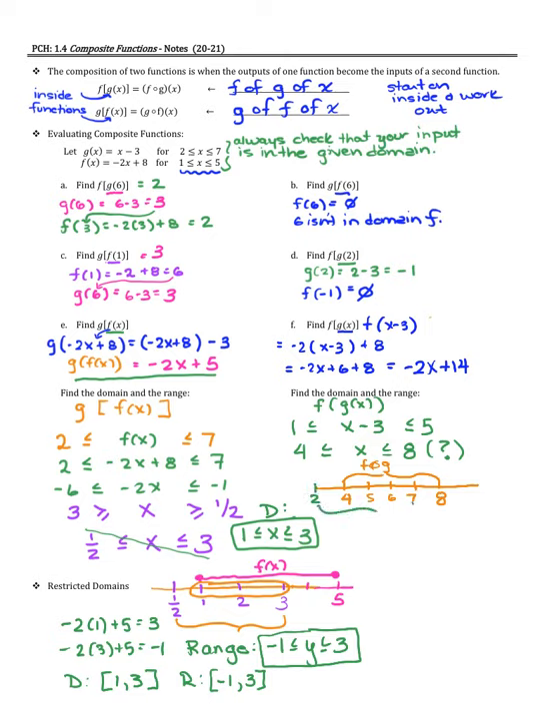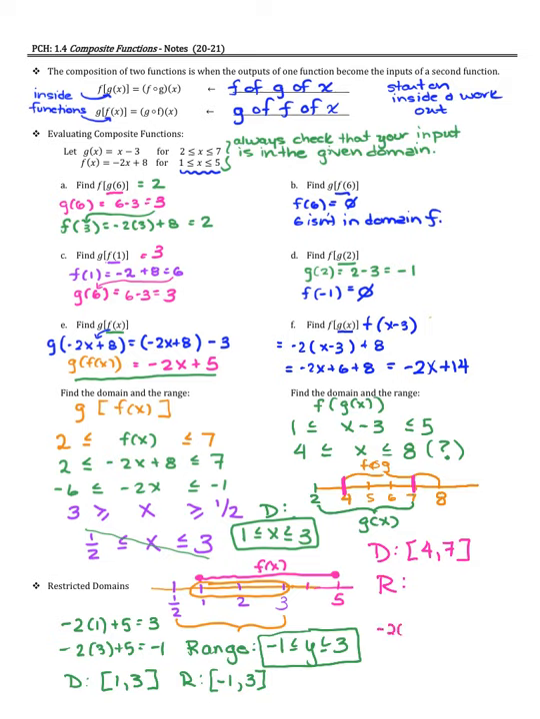So from 2 to 7 is g of x. The overlap is going to give us our actual domain. So the overlap is going to be from 4 to 7. So my domain is going to be all the x from 4 to 7. And again, to find the corresponding range, it's a little bit easier. All we have to do is plug our domain endpoints into the composite function.